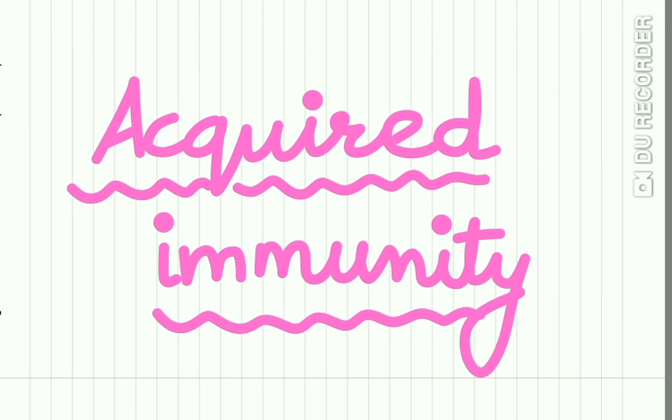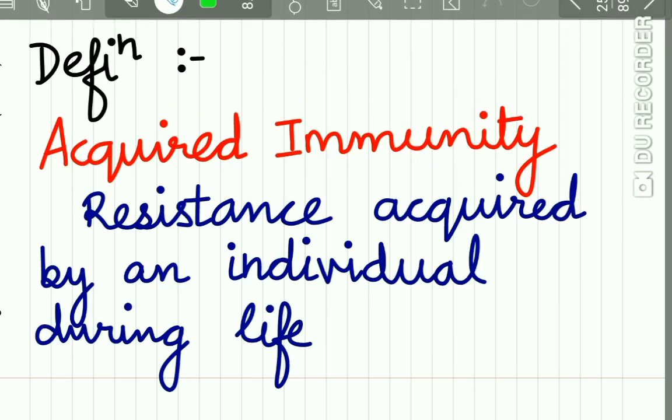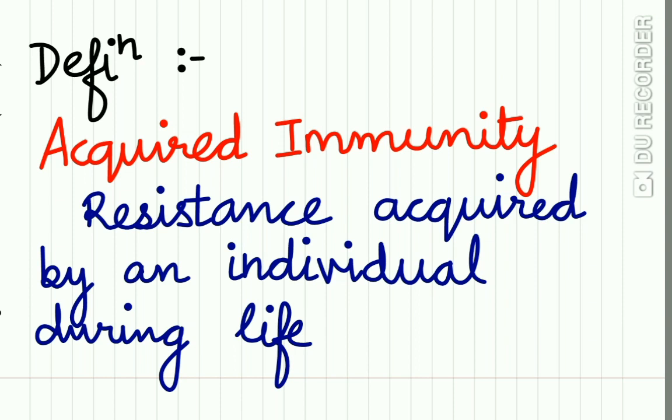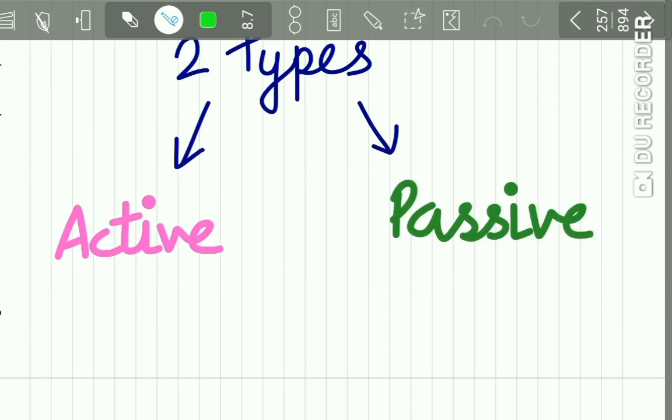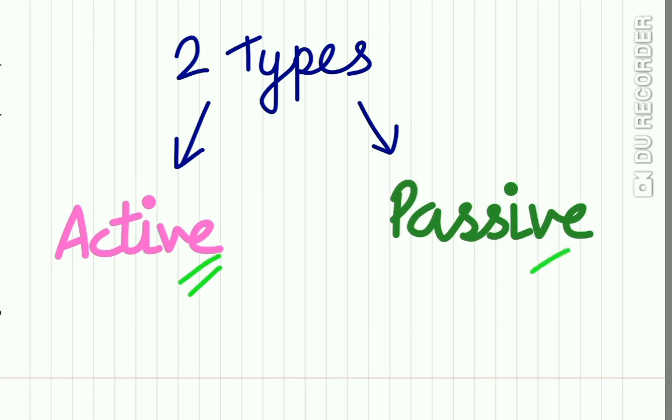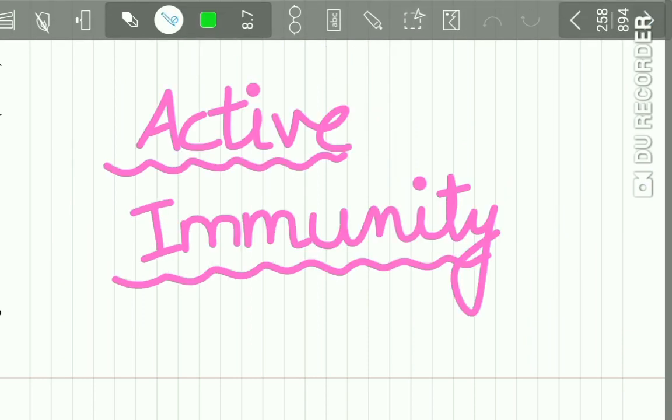So, beginning with acquired immunity. By definition, acquired immunity, as the name suggests, is the resistance which is acquired by an individual during his life. The acquired immunity is of two types, the active and the passive acquired immunity.